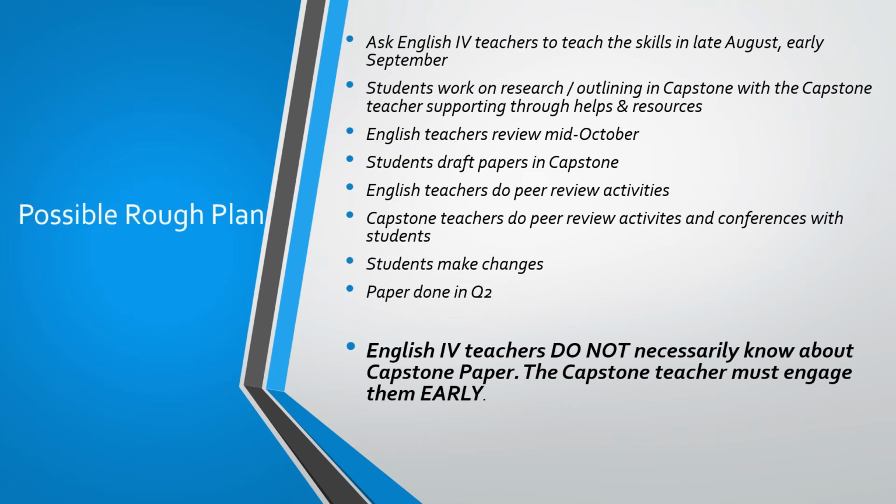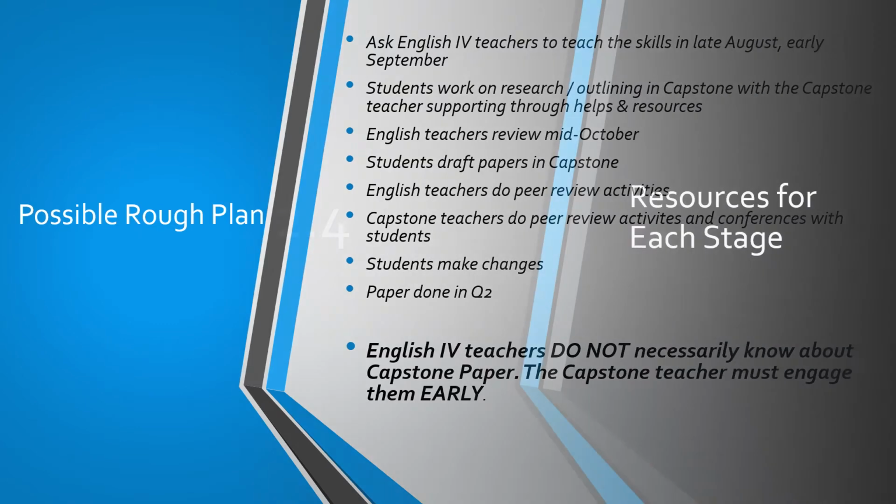So again, here we see a possible rough plan. Again, this is a timeline that I use some with our English 4 teachers. Sometimes it works, sometimes it doesn't. Just getting totally honest here. But this is something that, when we can usually implement it, has had a better chance of working than other things that we've tried. Again, I'll say this again, English 4 teachers do not necessarily know about the Capstone paper, and I think it's the Capstone teacher who needs to make that connection.